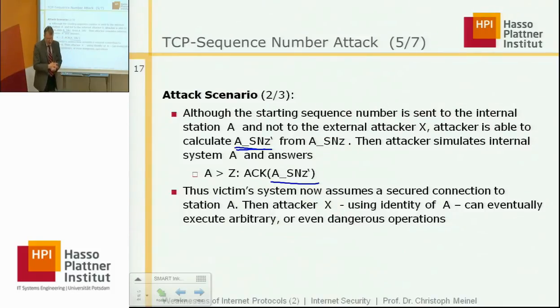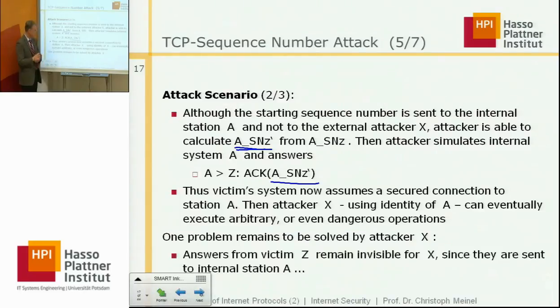The victim system now assumes to have a secure connection to an internal station A, and the attacker knows this. Now the attacker uses the identity of A, and he can eventually execute arbitrary or even dangerous operations.